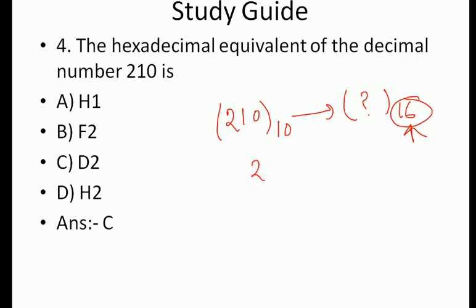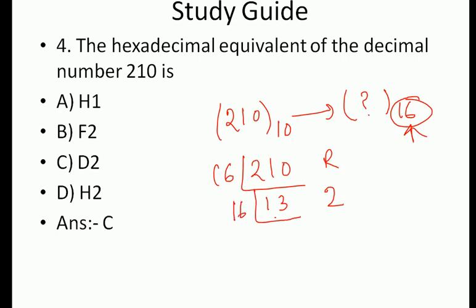Now let us divide it by 16. 16 times 3 is 48, so the remainder is 2. I have to write the remainder over here. Now let us again divide it by 16.